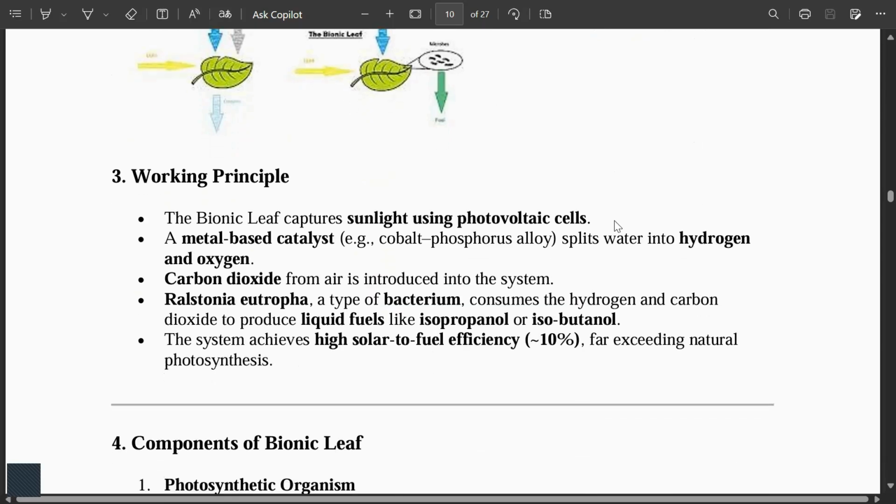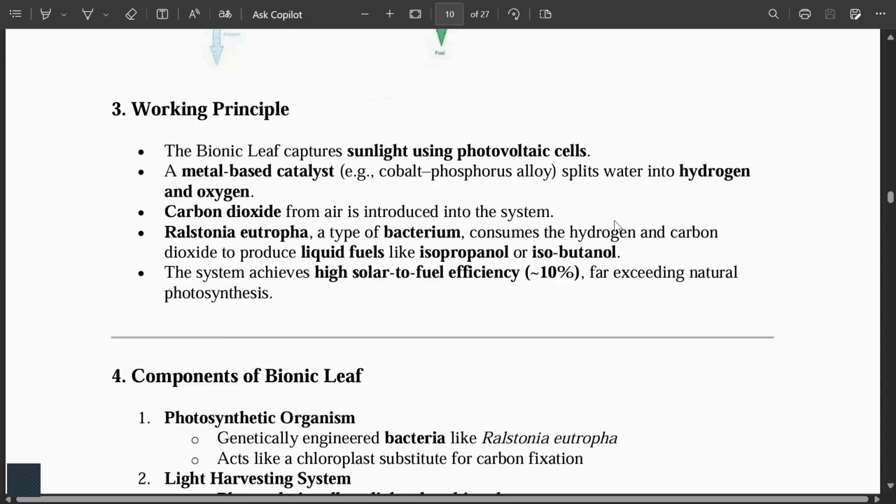Working, as I said, the bionic leaf captures solar energy using a photovoltaic cell, and a metal-based catalyst, a cobalt phosphorus alloy, splits water into hydrogen and oxygen. Now the carbon dioxide from the air is introduced into the system. The bacterium Ralstonia eutropha consumes the hydrogen and carbon dioxide to produce liquid fuels like isopropanol and isobutanol. The system achieves a high solar to fuel efficiency, far exceeding natural photosynthesis.